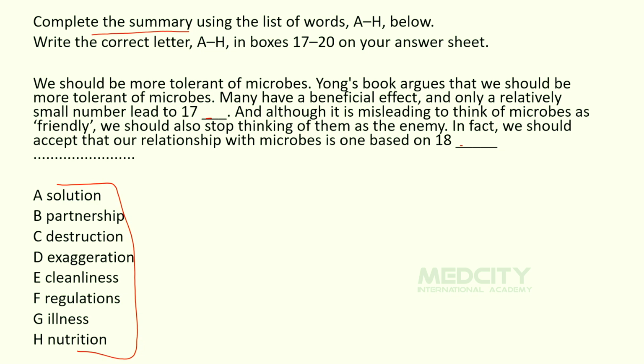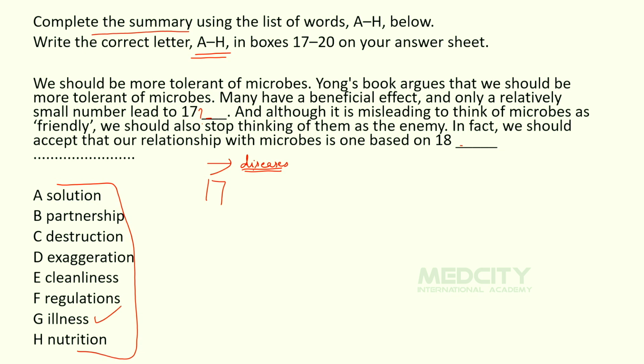Write the correct letter A to H in boxes 17 to 20 on your answer sheet, which means that, for instance, suppose for question number 17, from the passage you understand that the right answer is, suppose, diseases. Now, you don't have that answer in this list. So what you need to do is choose an answer which best fits or matches the answer that you have identified from the passage. So what do you think is the option which fits in with this word diseases? Of course, it is illness.